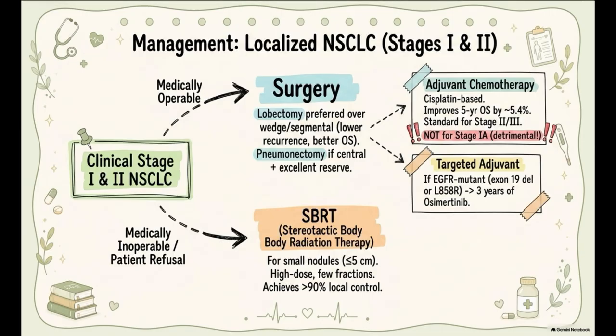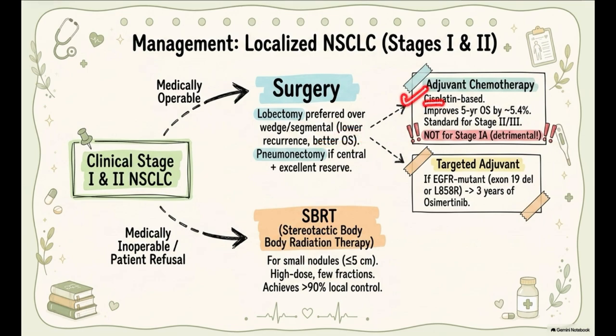Let us begin with localized and locally advanced non-small cell lung cancer. This applies to clinical stage 1 and 2 non-small cell lung cancer. If patients are medically operable, they undergo surgery. A lobectomy is preferred over a wedge resection. It offers lower recurrence rates and better overall survival.